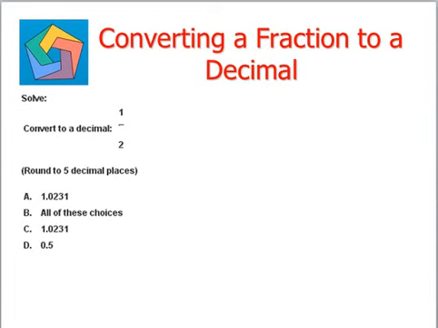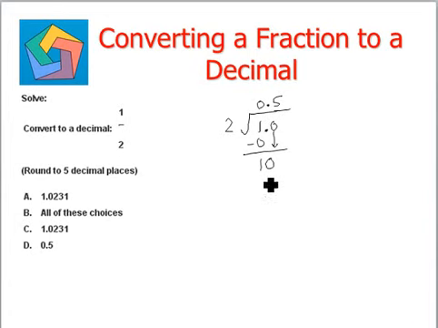Let's try the next question. Convert to a decimal, and we're given 1/2. So 1 goes inside and 2 is outside. 1 goes in the table of 2 as 0 times. 1 minus 0 is a 1. We put a decimal over here on the top. Put a 0, bring it down. This becomes 10.